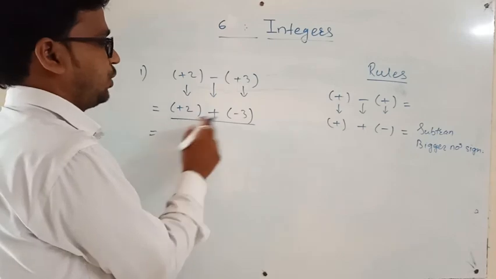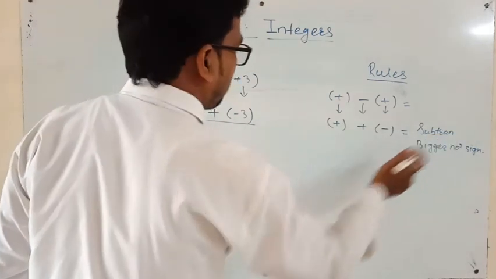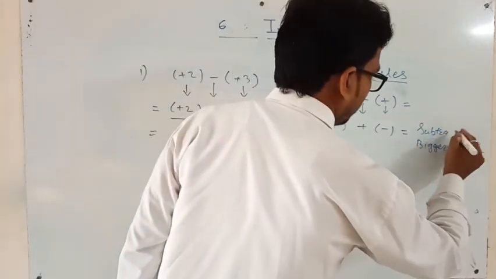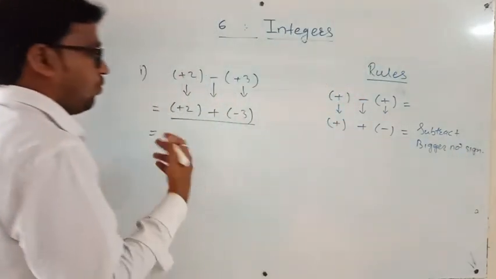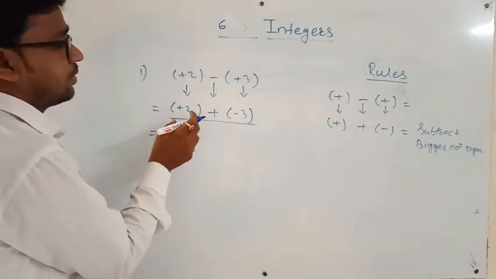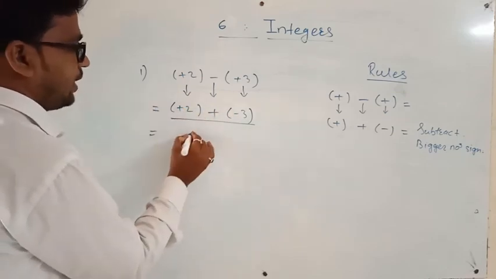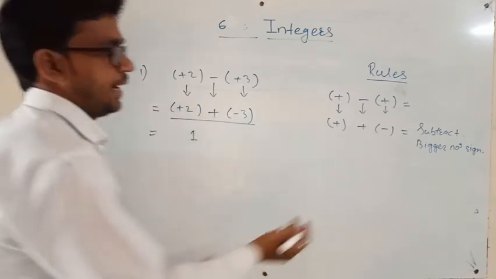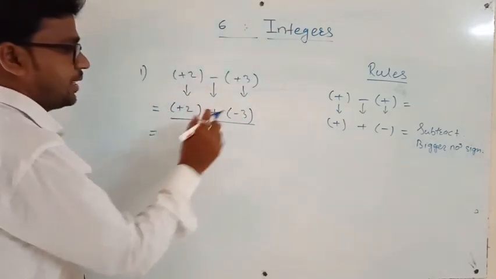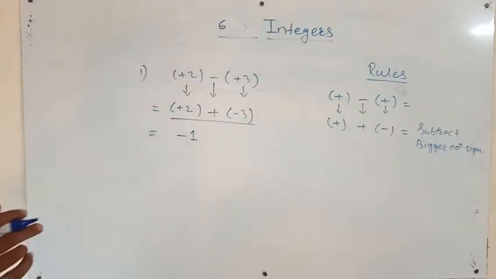Here it is addition. So one number is positive, another is negative, then subtract. Which number do we have to subtract? The smaller number from the bigger number. So 3 minus 2 is 1. And give the bigger number's sign. So the bigger number's sign is negative. So the answer will be negative 1.